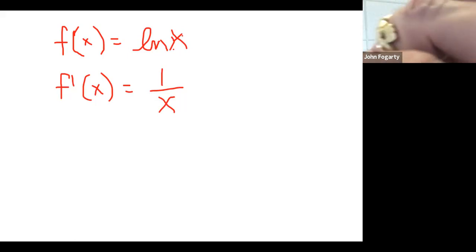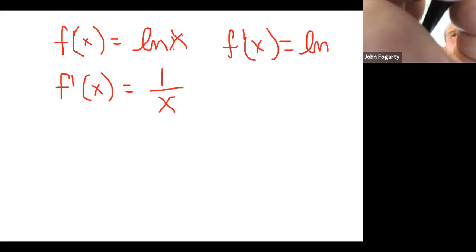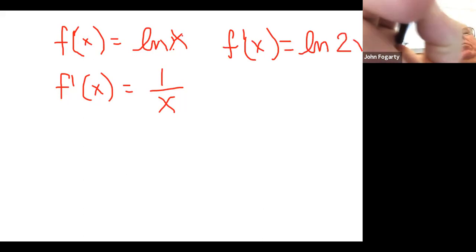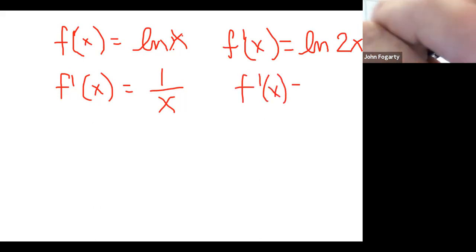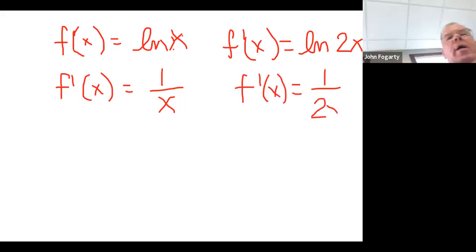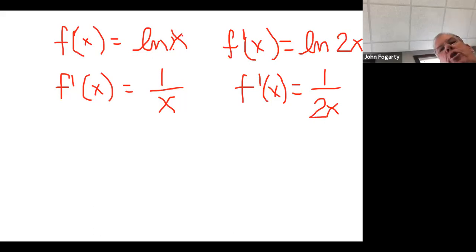So if you have f of x equals the natural log of 2x, well then f prime of x equals 1 over 2x. And we'll do some problems with that a little bit later on. Does that make sense? So those are just two rules that you're going to use, but those are not what we're going to really work on a whole pile today.